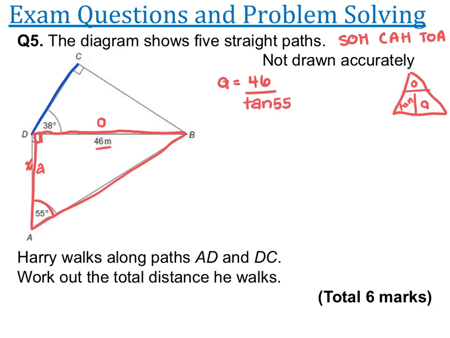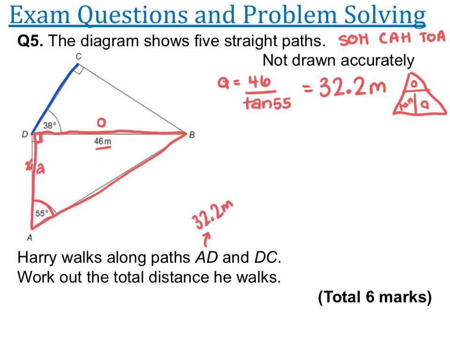So we grab our calculator and put that in. 46 divided by the tan of 55. My calculator says the adjacent side is 32.2 meters. So that's the first bit that Harry walks. He walks from A to D, which is 32.2 meters.